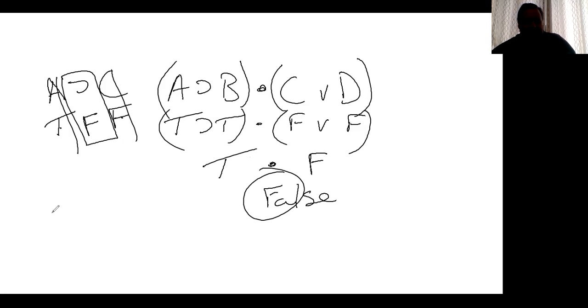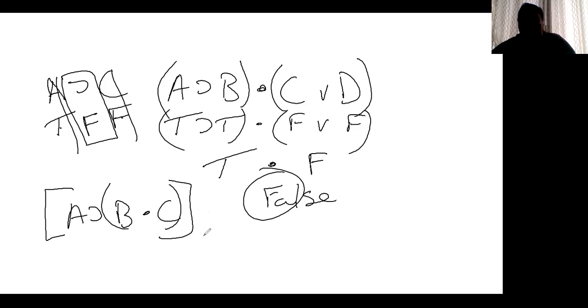And so one of the things that makes this nice is if you get a long statement, a statement like, brackets A horseshoe B dot C parentheses wedge. Let me just erase a little bit, sorry.